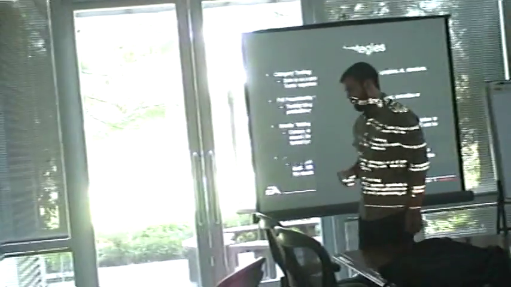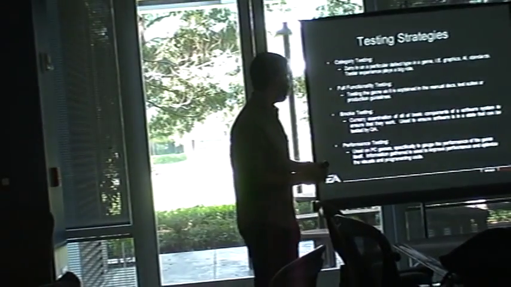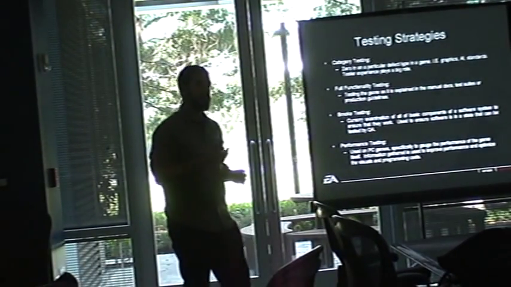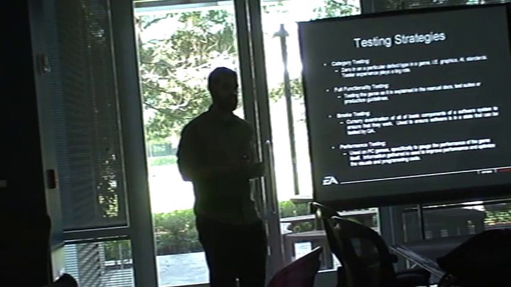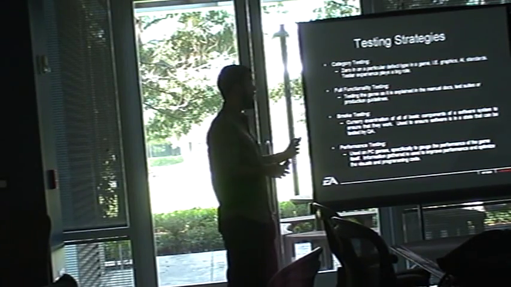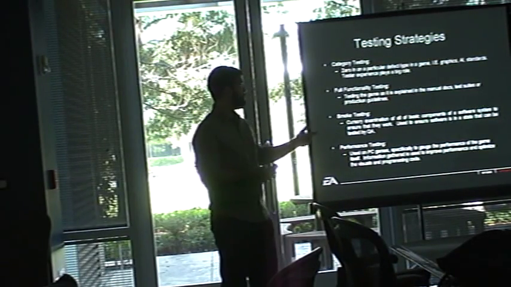Category testing. This involves zeroing in on a particular type of defect in the game, which is different from slice testing earlier, where slice testing involves certain areas of the game. This is certain categories, such as graphics, AI, standards.